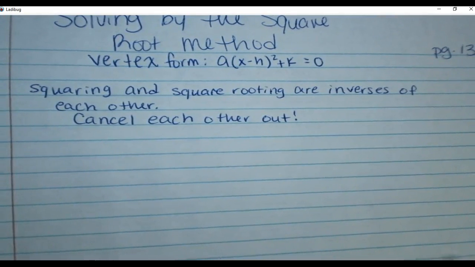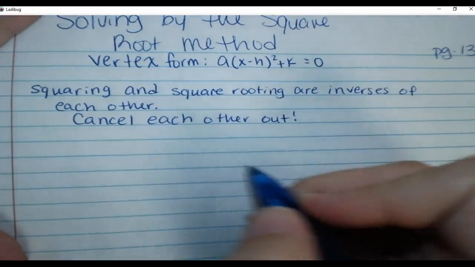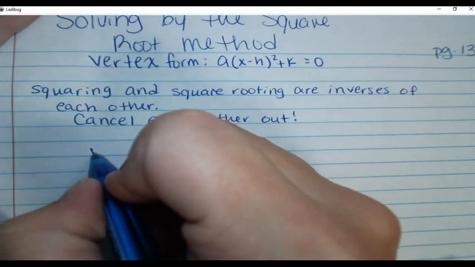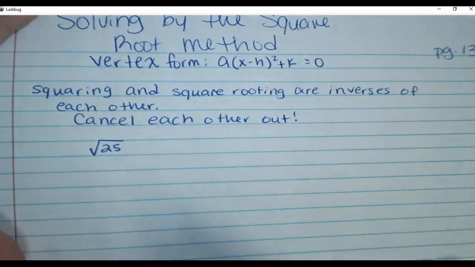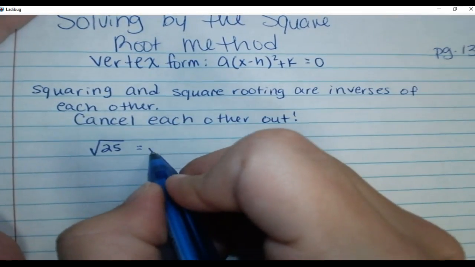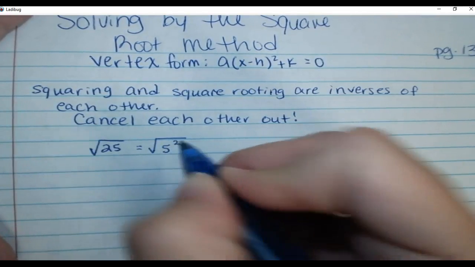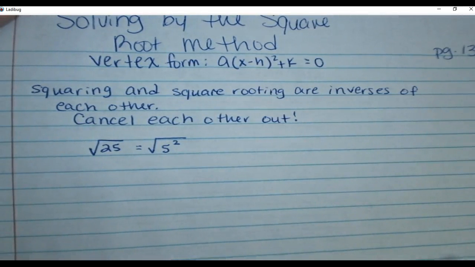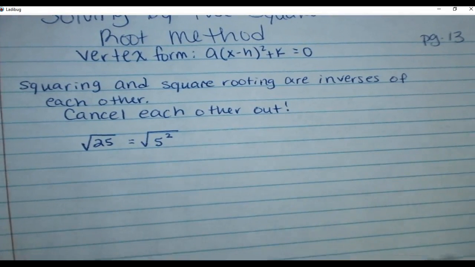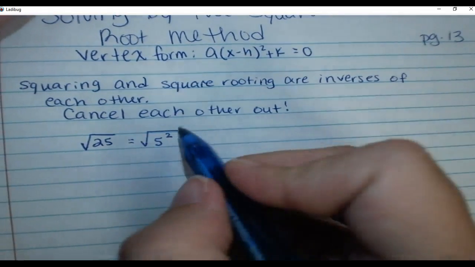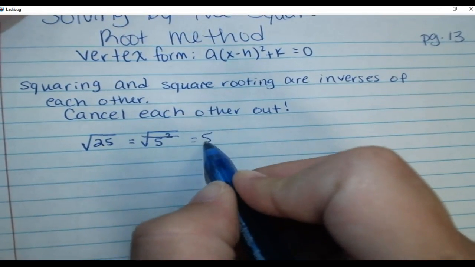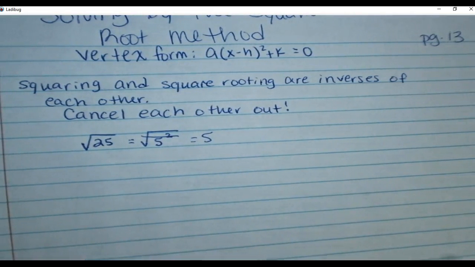And we looked at this a little bit the other day when we were simplifying square roots, because remember I told you if you had the square root of 25, we know that 25 is 5 squared, and then we said, well, that square and that square root cancel out, and that's why the answer is just 5. Okay. So we're going to be using that same reasoning today to solve these problems.